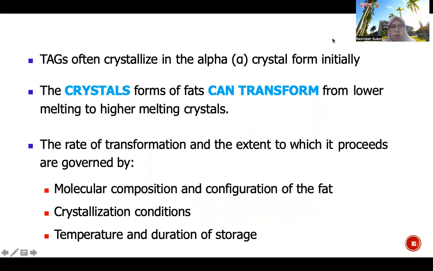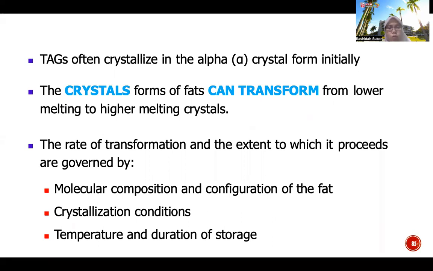Okay, so TAG often crystallize in alpha form initially. So alpha form is the initial crystal form. Okay, the crystal form of fat can transform from lower melting point to higher melting point crystals. So this rate of transformation and the extent to which they proceed actually are governed by the factors there.